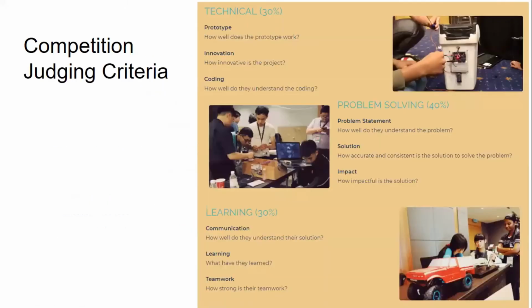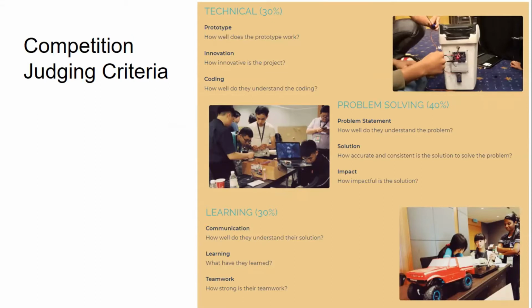Okay, the next one is the competition judging criteria. They will look at three very important parts: technical, problem solving and learning. Technical is the prototype, how the prototype works. That is the important part, and how innovative the project is in addressing the solution for the community. Coding, how well students understand coding.